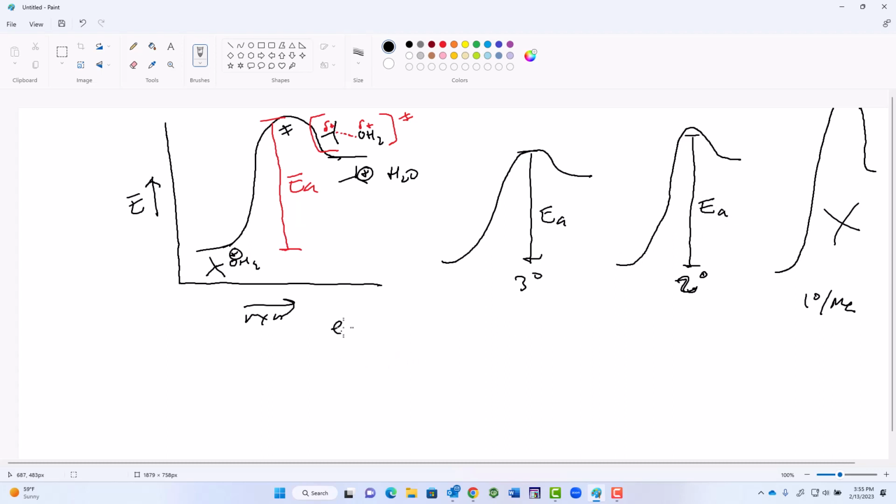Just as a further note, this is endothermic. We see the reactants go uphill to the products, and we see this is a late transition state because it is closer in energy to the products than the reactants.